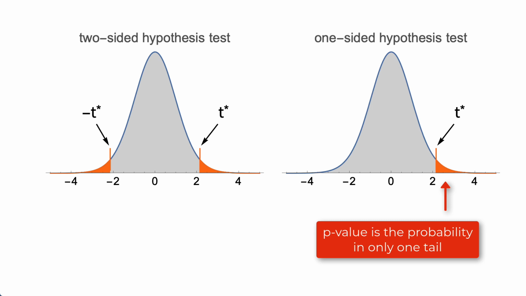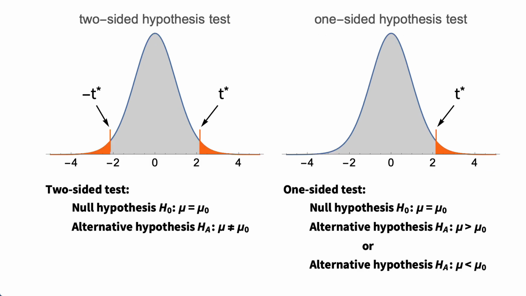The difference between a one-sided test and a two-sided test can also be specified in the alternative hypothesis. In a two-sided test for a population mean, for example, the alternative hypothesis is that the mean is not equal to the hypothesized value without specifying the direction of the difference. In a one-sided test, the alternative hypothesis is that the population mean is either greater than the hypothesized value or less than the hypothesized value.